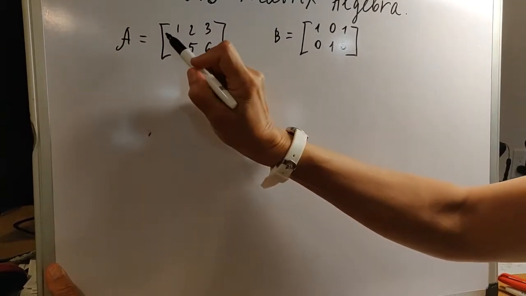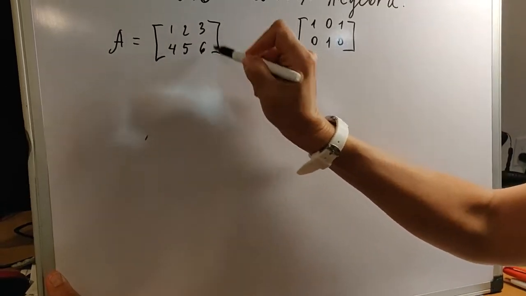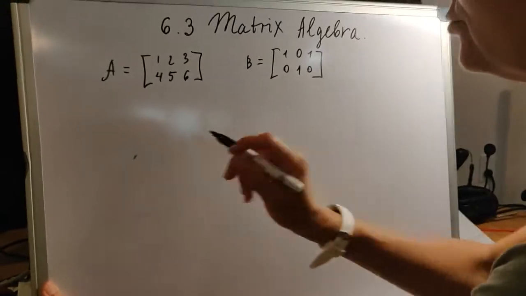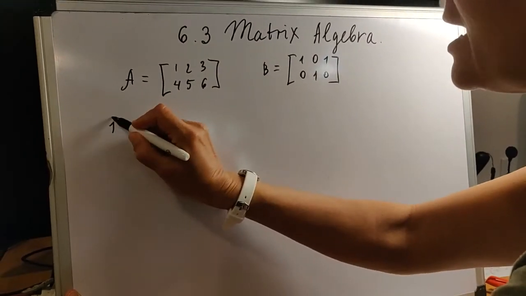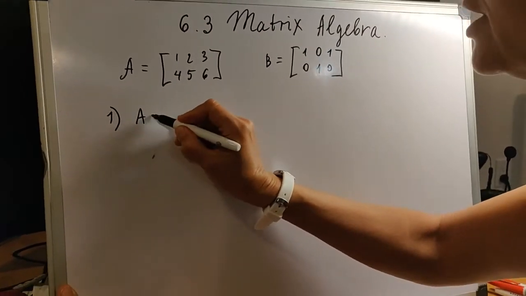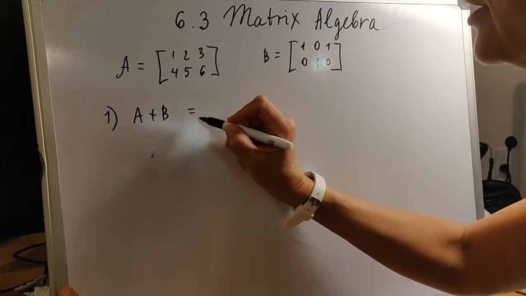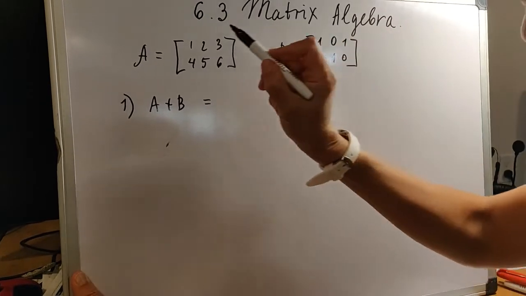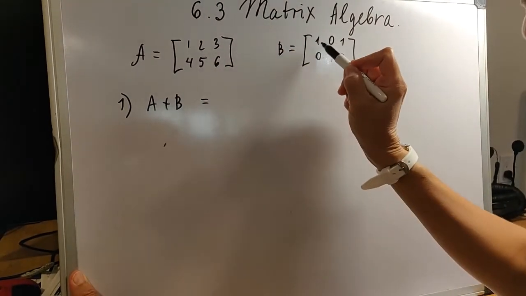So you see that there are two rows and three columns. 2 rows and 3 columns. So they're looking the same. What can we do with matrices? Well, first we can add or subtract them. So we can do A plus B. How do we add two matrices? Like we add vectors. So we add terms which are sitting on the same spot together.